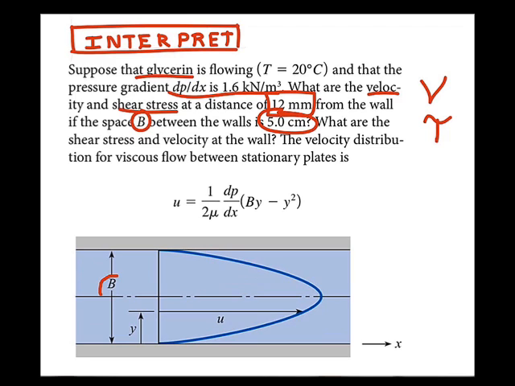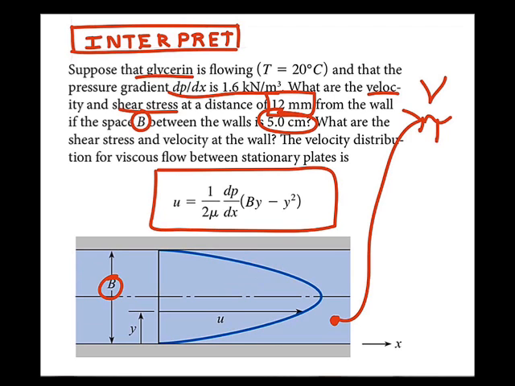So this spacing here is 5 millimeters, and we're looking for the values of velocity and shear stress approximately halfway up to centerline. So that's where we're looking for our goals. And the velocity distribution is specified here.